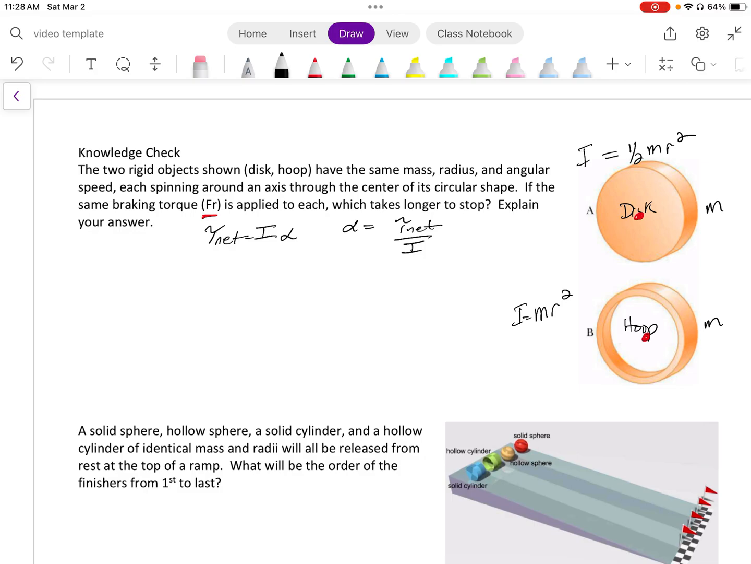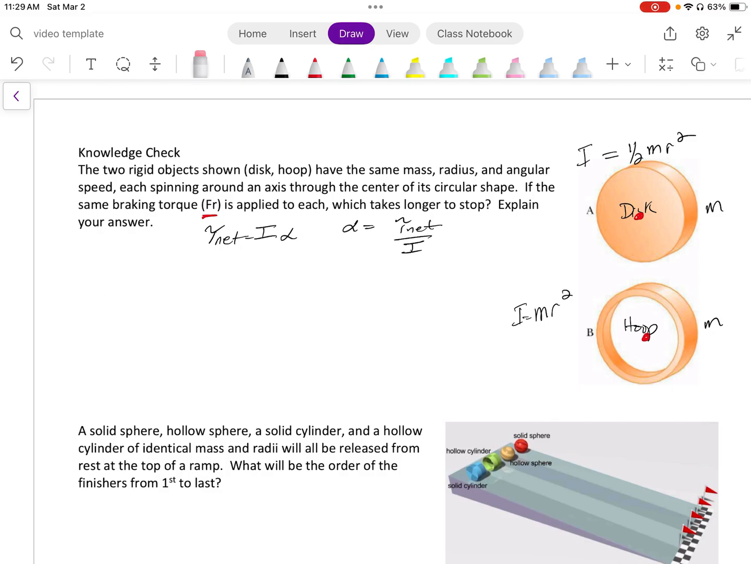Okay. So the I value for the hoop is larger than the I value for the disc. Therefore, the acceleration of the disc is less than the acceleration of the hoop. I'm sorry, I reversed that. Let me do it again.